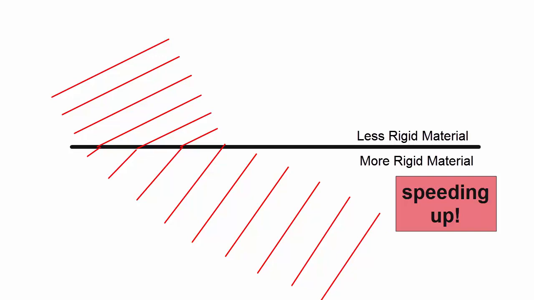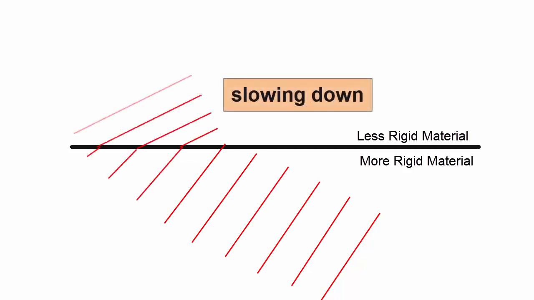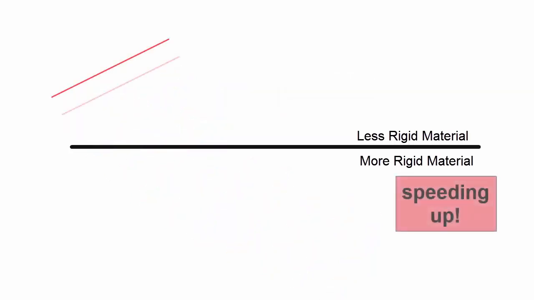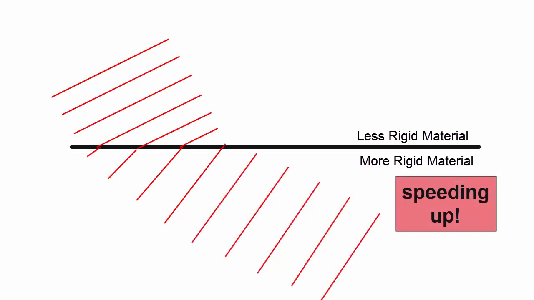Why? Because the first part of the wave that moves into new material will speed up or slow down depending on the changing rigidity, while the other parts of the wave are still going the old speed. If one side of the wave speeds up while the other is still going slower, the wave will bend upwards. If one side slows down while the other is still going faster, the wave will bend downwards.